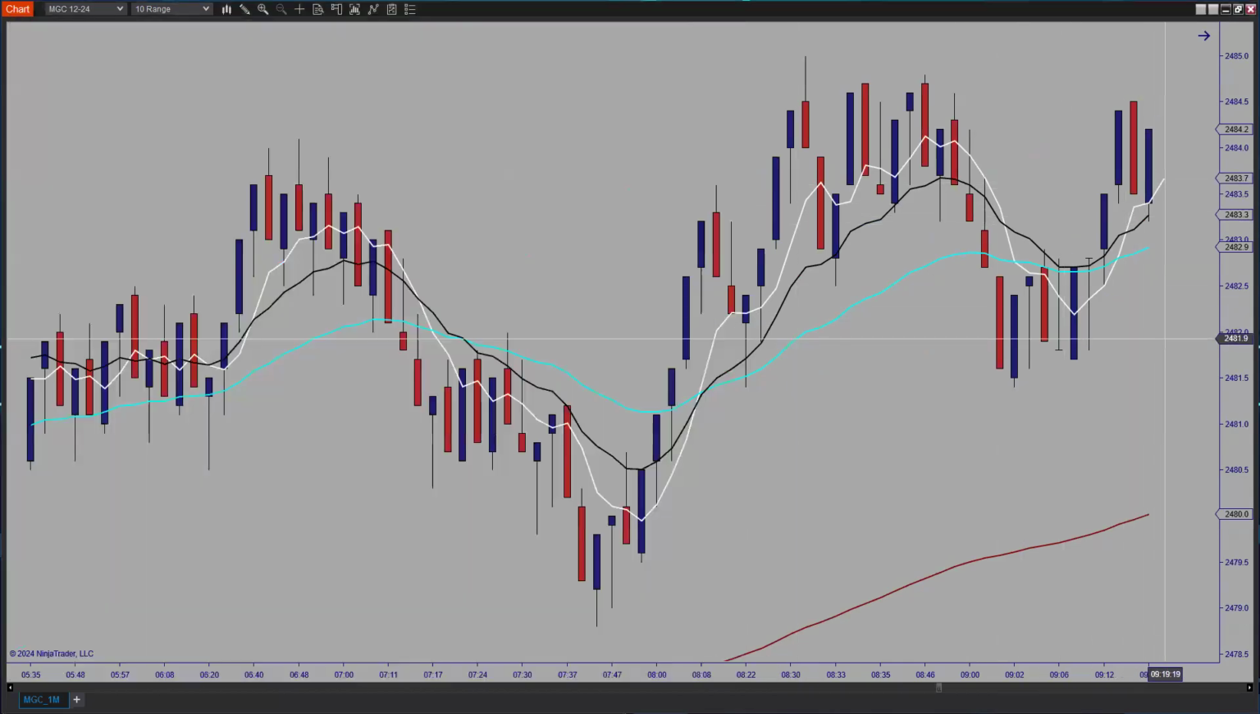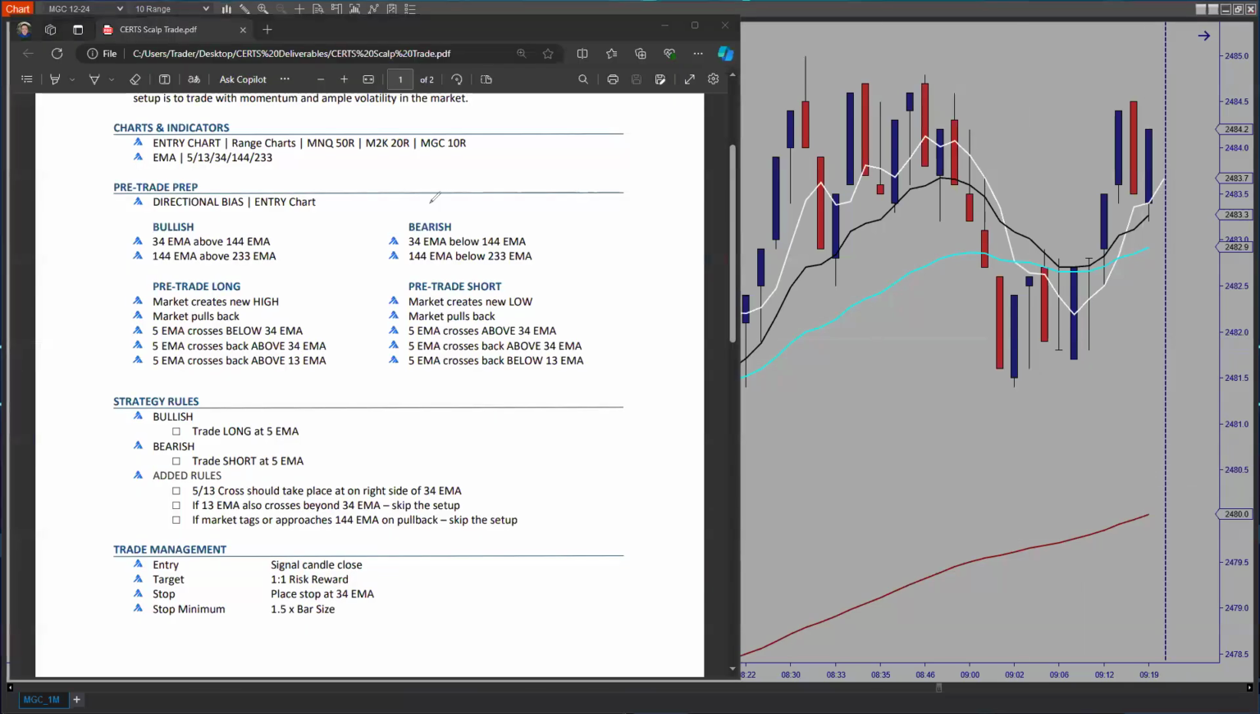So here's where we're at right here. Let me grab a draw tool. Oh yeah, this needs to change. Thank you. Scalp. Short. Free trade.